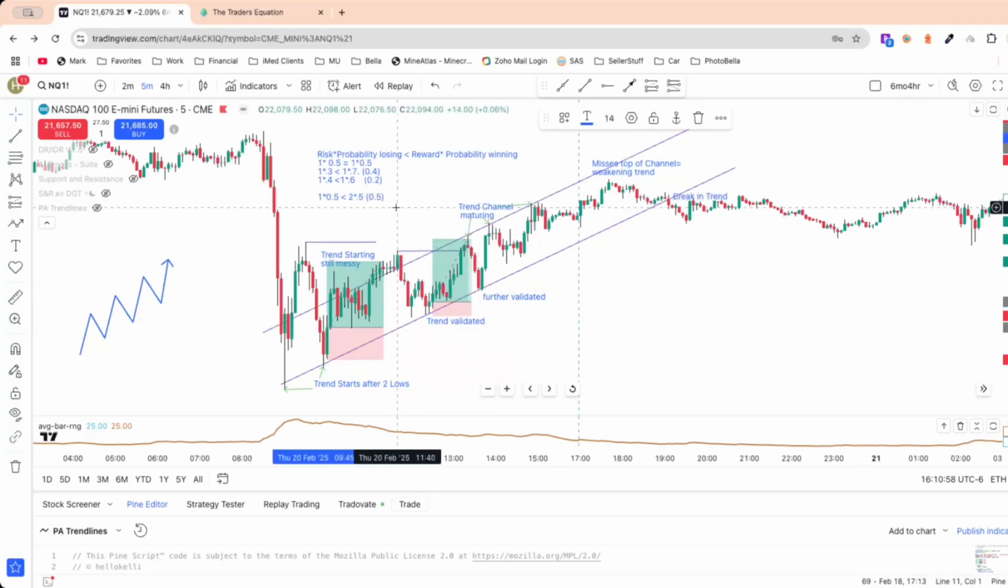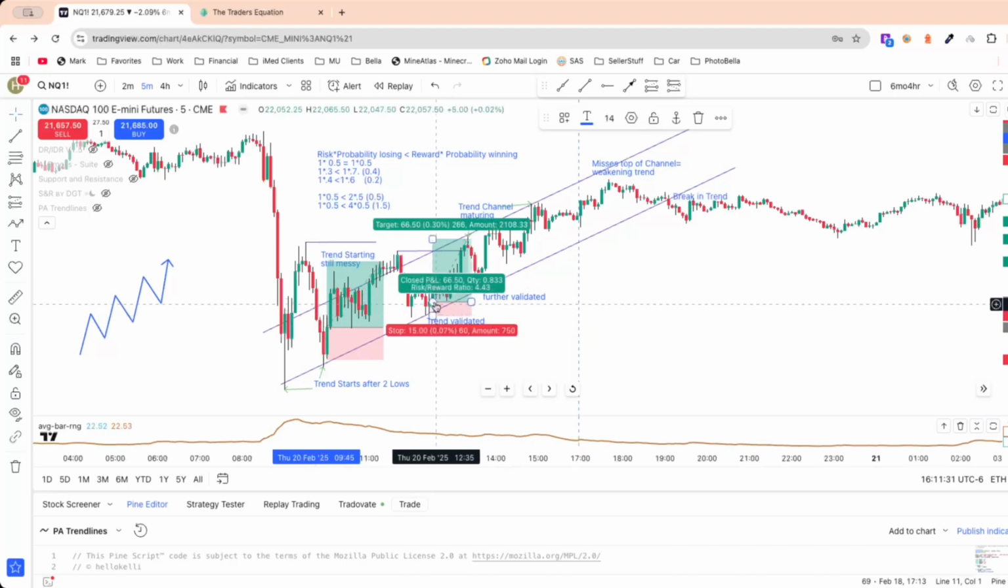So here, let's do our equation again. If we have a 1 for the risk and a 0.5, because I'm not very good, and then we have a 4 times a 0.5, that ends up being a 1.5. So that is an even better profit situation. Okay, so that's a really good place to enter.